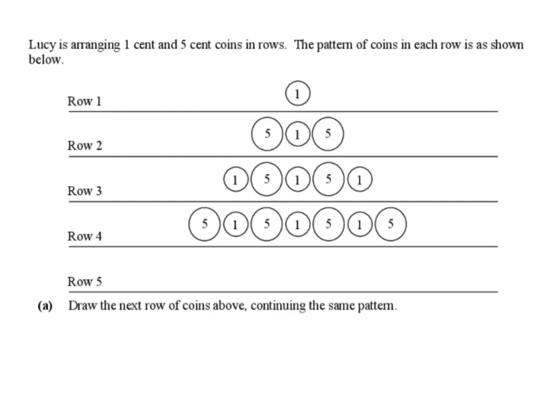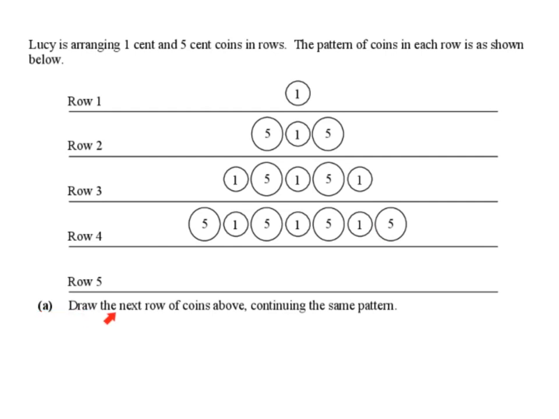In row 3, we have row 2, which was the 1 cent in the middle, the 5 cent either side, and then we have another 1 cent either side of it. And in row 4, again we have 1 cent in the middle, then 5 cent either side, then 1 cent either side of that, and 5 cent either side of that.